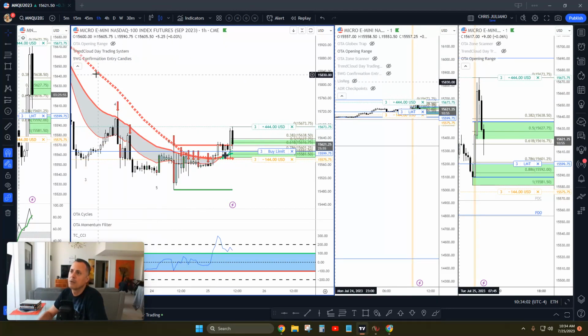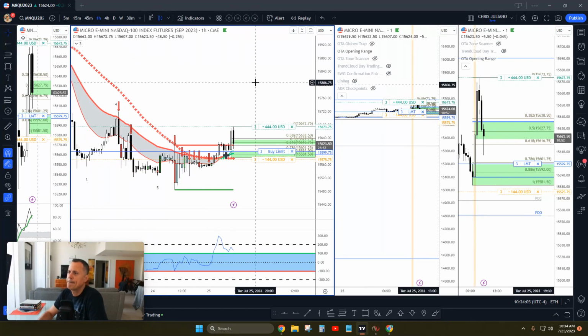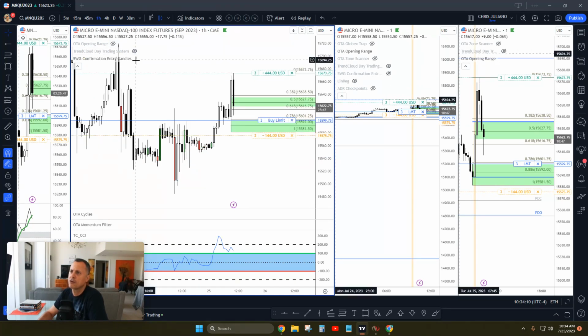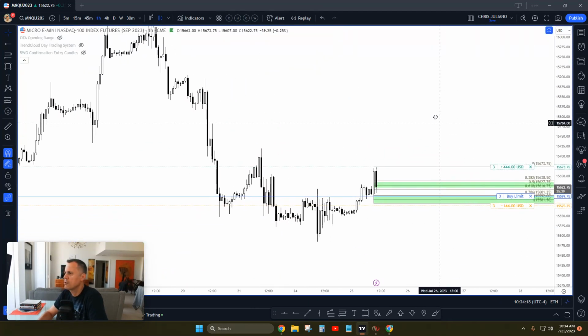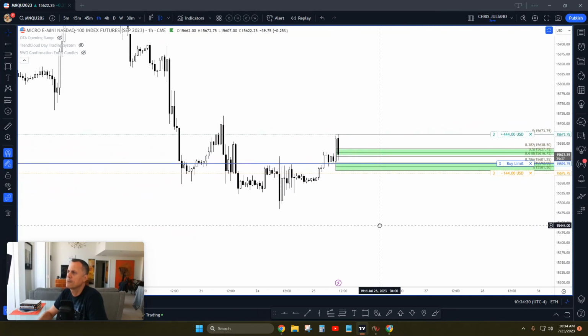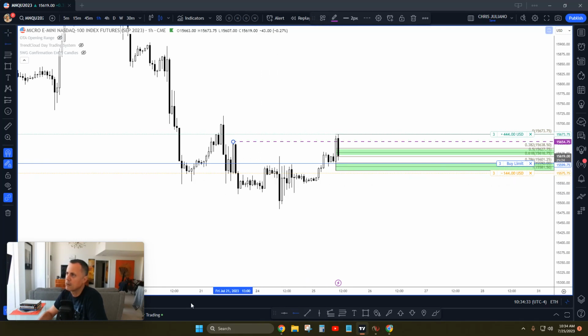Okay, so let's remove this and take a closer look at the structure of these candles here. Here's the situation on the 1 hour chart. This is the bottom part of the upward move that broke through all of this structure right here. So we're in really good shape here. We're in really good shape.